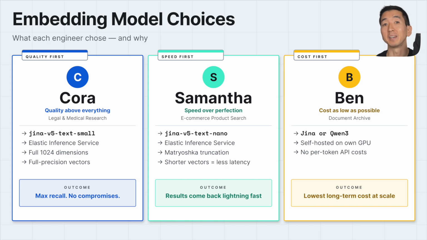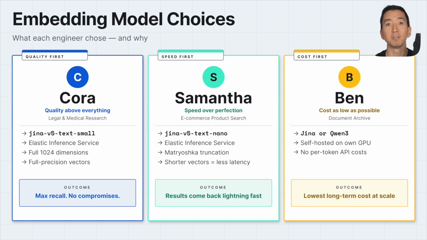Remember that Cora prioritizes search quality. She wants to use a high-performance model with full length and full precision vectors to help her get maximum recall. So she uses Jina v5 text small through Elastic Inference Service at full 1024 dimensions. Samantha is after speed. She uses the even smaller version of the Jina model, the v5 text nano, through Elastic Inference Service. It's not as performant as the v5 text small, but it's faster, and she speeds up her system further by truncating the resulting vectors with Matryoshka embeddings.